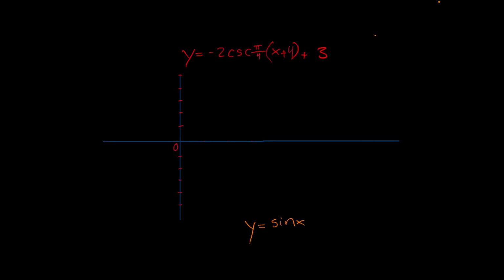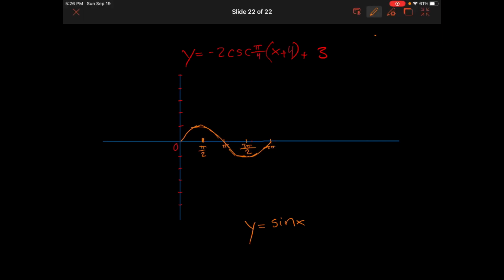Now let's try and graph y equals -2 times the cosecant of pi over 4 times x plus 4, plus 3. So first, let's just draw our basic y equals sine of x graph. Let's just do that. So it's going to look like this. Alright, so here's our graph.